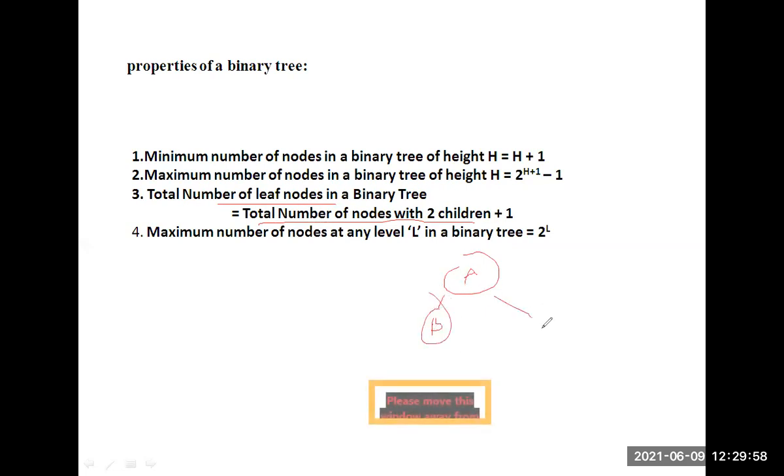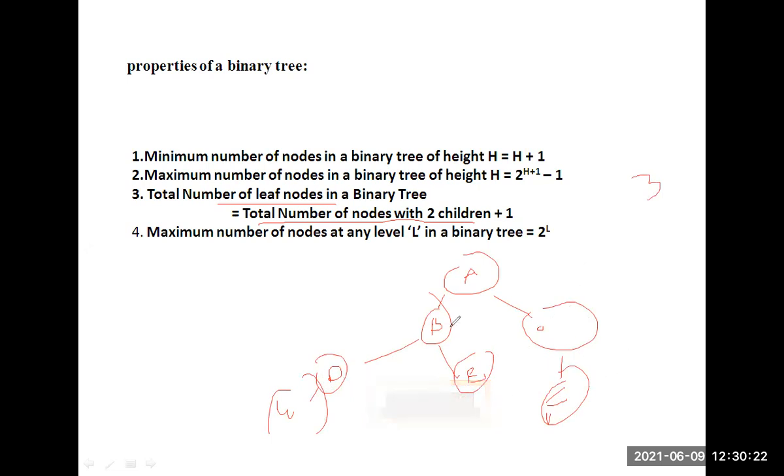A, constructing B, and this is C. Then I construct D, then E. This one is F, and this one is G. So the number of leaf nodes here is 1, 2, 3. Number of leaf nodes is 3, and number of nodes with two children is this one and this one, that is 2. So A contains two children, B contains two children.